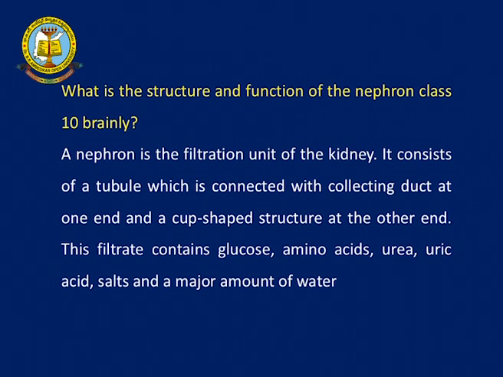The nephron is the filter unit of the kidney. It consists of tubules with the collecting duct at one end and a cup-shaped structure at the other end. This filtrate contains glucose, amino acids, urea, uric acid, salts and other major components along with the water. What are the two basic kinds of nephrons?